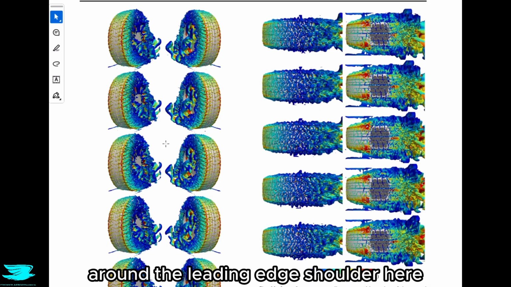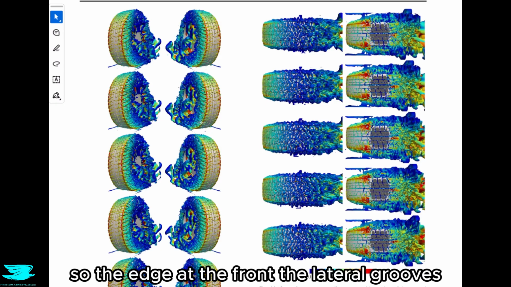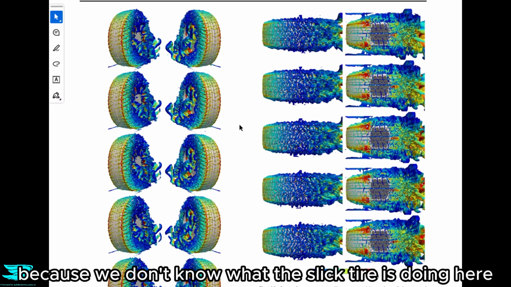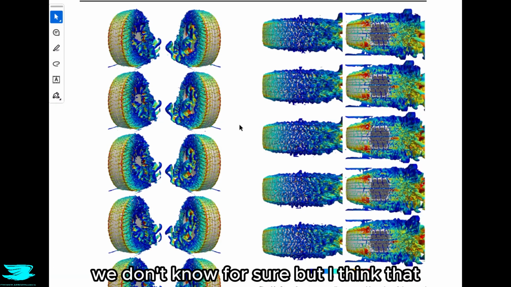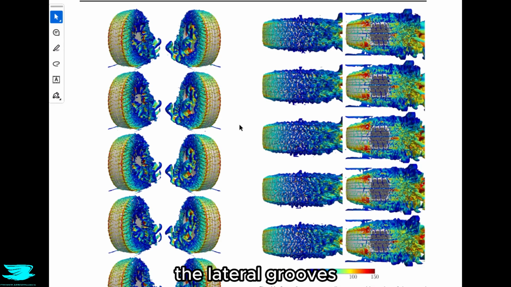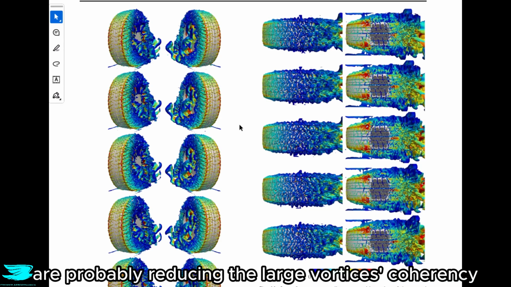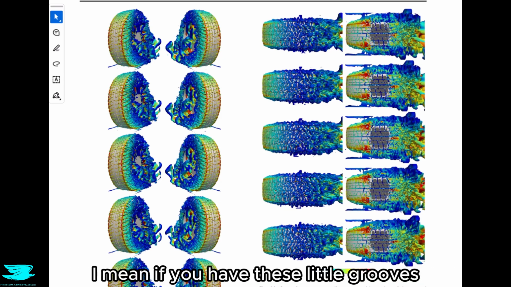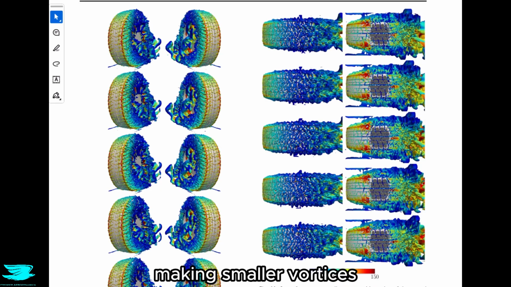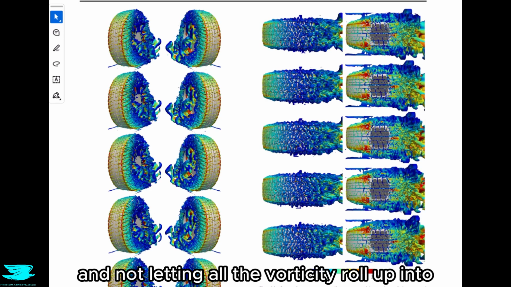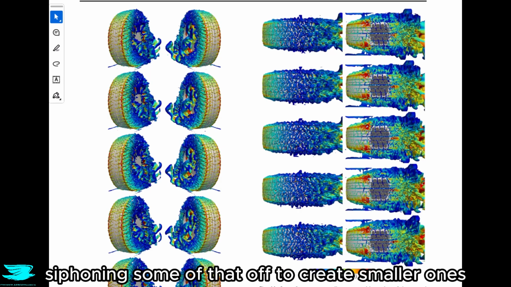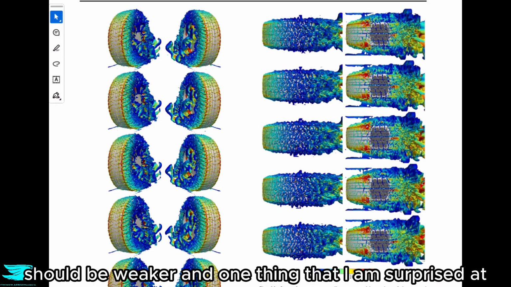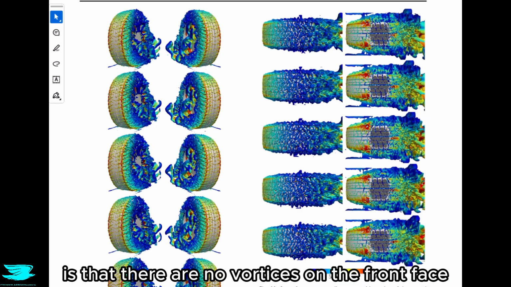What also is quite obvious is that around the leading edge shoulder here, so the edge at the front, the lateral grooves seem to break up the vortices into many smaller ones. Because we don't know what the slick tire is doing here, we don't know for sure, but I think the lateral grooves are probably reducing the larger vortices' coherency and how much they propagate downstream. If you have these little grooves making smaller vortices and not letting all the vorticity roll up into larger vortices, but rather siphoning some of that off to create smaller ones, then it makes sense that the larger one should be weaker.